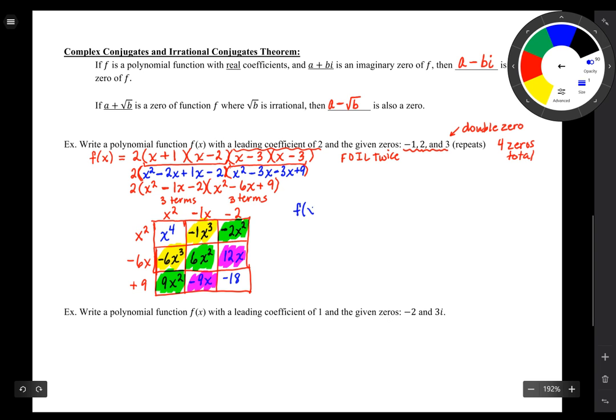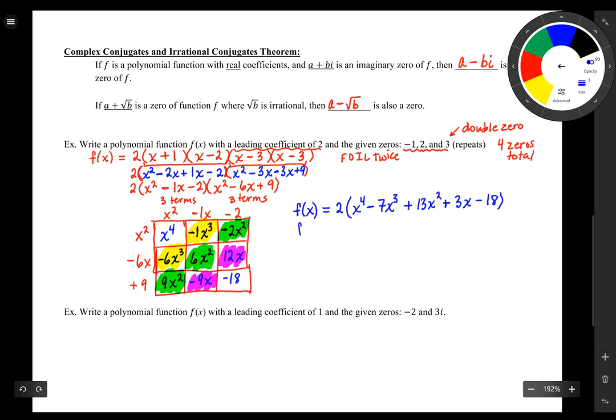So f of x equals, remember we still have the 2 outside. So we have x to the 4th. Then I'm going to combine the yellows. So that's negative 7, x to the 3rd. Please do not add the x to the 3rd and x to the 3rd and call it x to the 6th, because we don't do it that way when we're combining like terms. The greens, that's 15 minus 2, so positive 13, x to the 2nd. Purple, positive 3x minus 18.